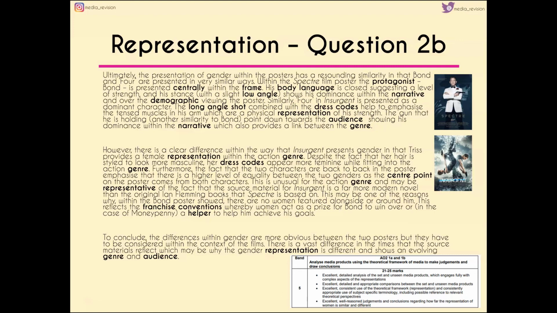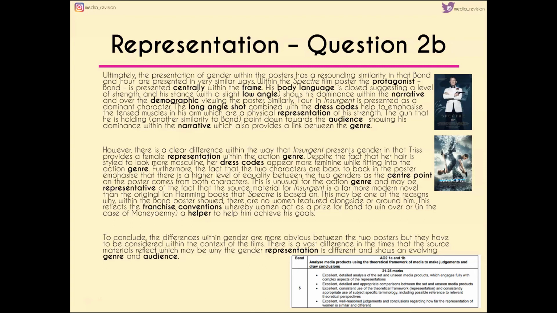This is unusual for the action genre and may be representative of the fact that the source material for Insurgent is a far more modern novel than the original Ian Fleming books that Spectre is based on. This may be one of the reasons why, within the Bond poster, there are no women featured alongside or around him. This reflects the franchise conventions whereby women act as a prize for Bond to win over, in the case of Moneypenny, a helper to get him to achieve his goals.